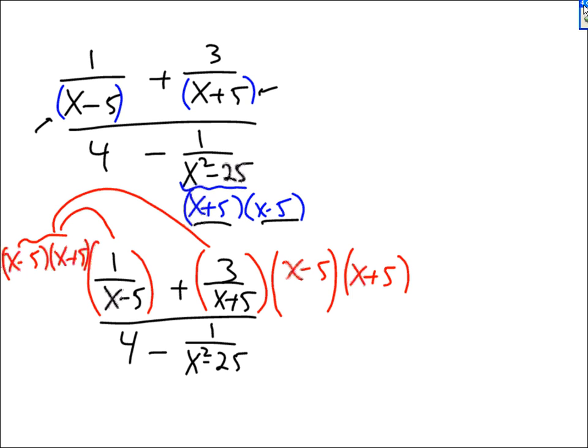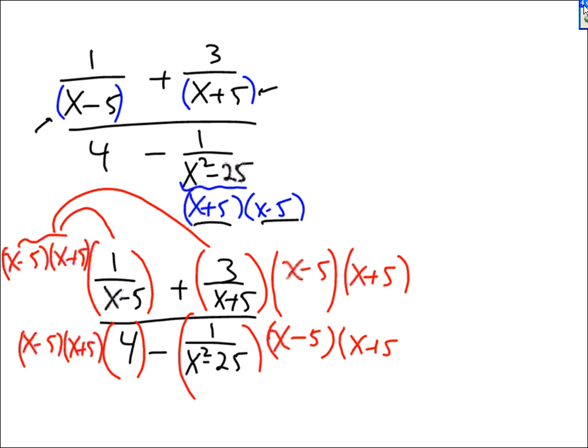That is why I'm doing it all at once. I'm distributing. I did that to the top. If I multiplied the bottom by x minus 5 times x plus 5, well then it would get multiplied by 4, and minus, and then it would get multiplied by the other piece. Okay, let's put the answer up here actually.